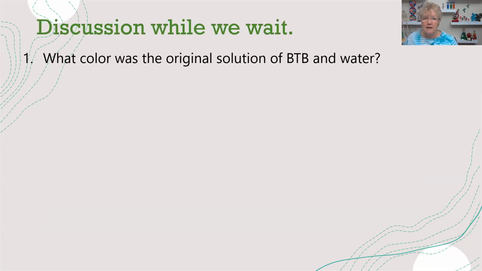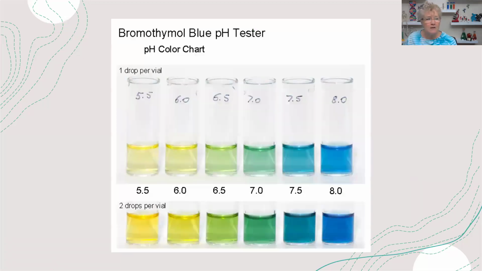So here's a couple things to think about. What color was the original bromothymol blue in water before I blew into it? Blue. Yeah, it was that very nice bright blue color. We can look back here at the pH. It probably was about 7.5. I don't think we had this dark one right here. We had this one, about a 7.5.